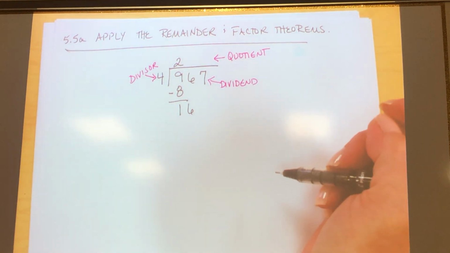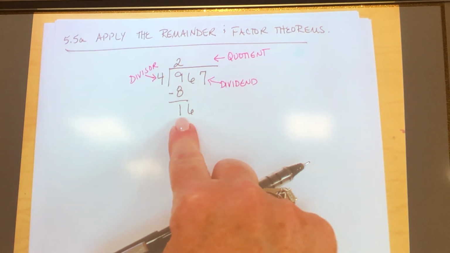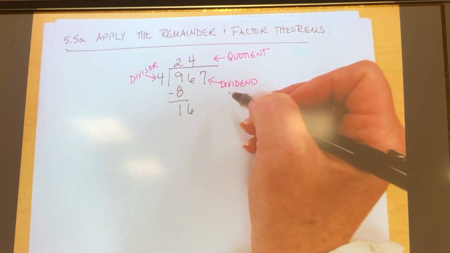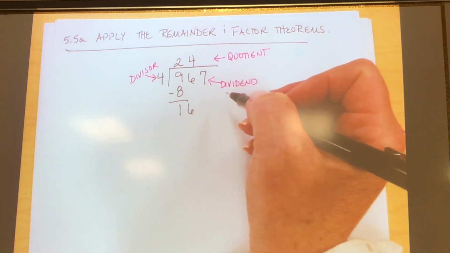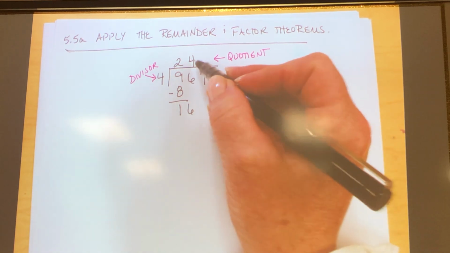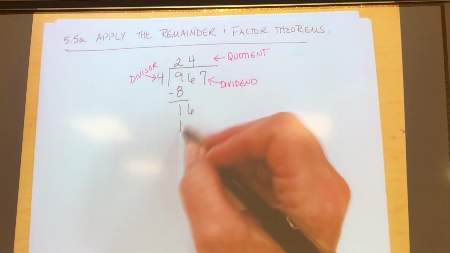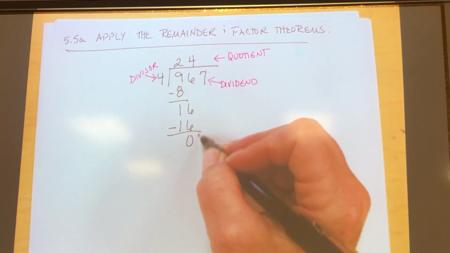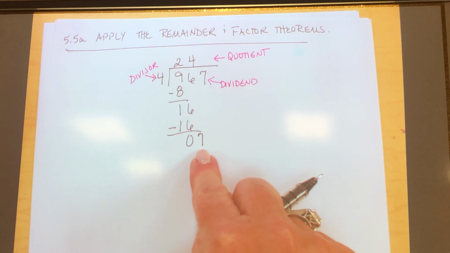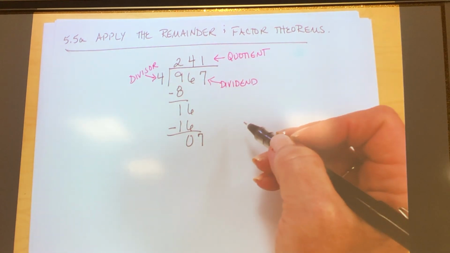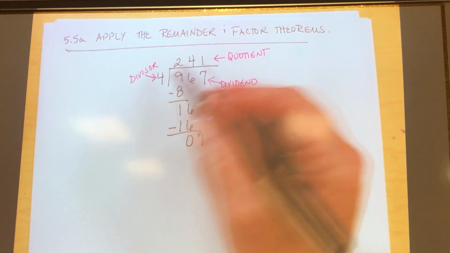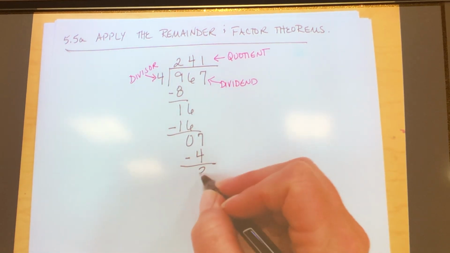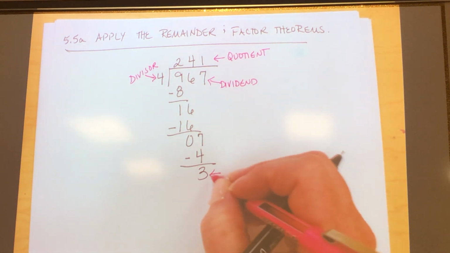You with me? And then you do it again. How many times does 4 go into 16? And then what do you do? You multiply. What's 4 times 4? 16. And then what do you do? Subtract. You got a 0. Bring down your 7. How many times does 4 go into 7? And then what do you do? Subtract 4 times 1. 1 times 4 is 4, and then you subtract. What's 4 from 7? 3. What's this guy called? Remainder. My remainder.